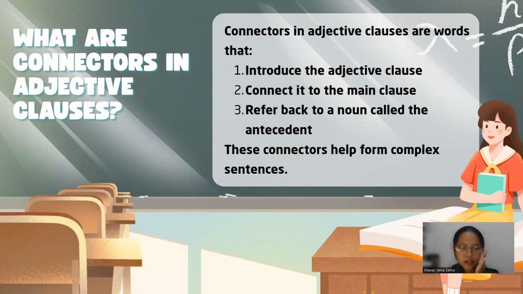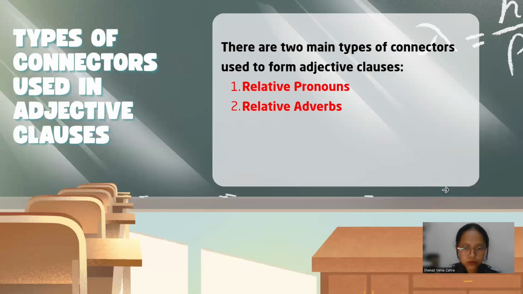So the connectors are very important because they do not only join sentences, they also show which noun is being explained. The connector always refers to the antecedent, which is the noun before the adjective clause. Because of this, choosing the correct connector helps make the meaning clear and specific. By using the connector, we can combine ideas into one complex sentence instead of using many short sentences. Now let's look at the types of connectors used in an adjective clause.